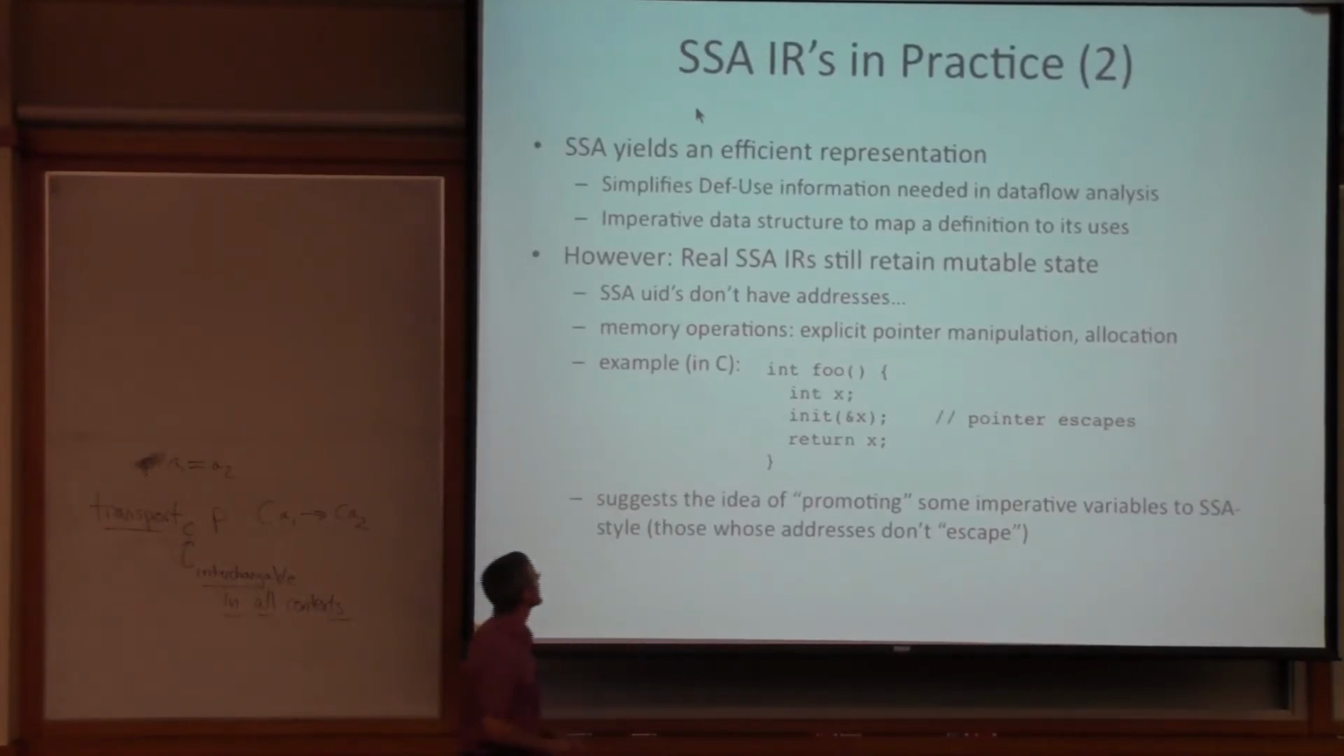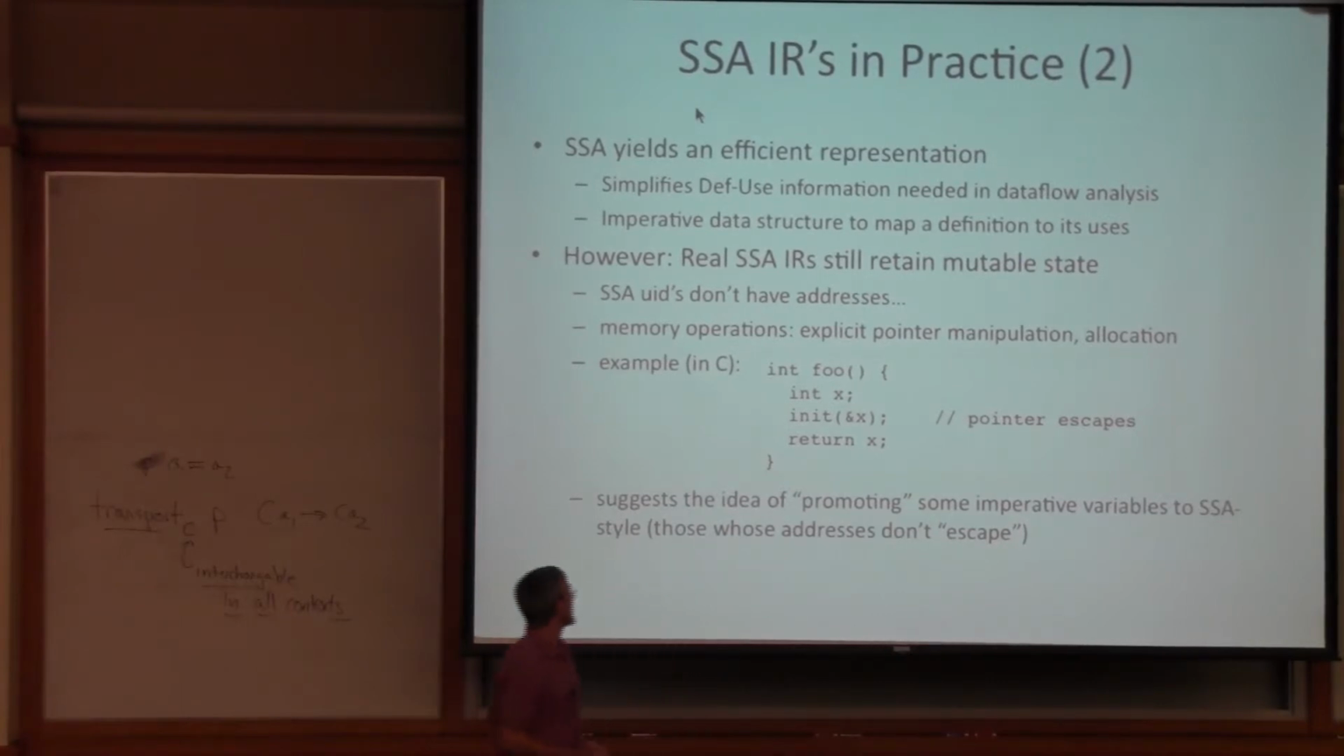Okay, so a little bit more about this. This yields an efficient representation. As Simon was getting to, it simplifies some of the representation in the compiler because it gives you this def-use information. Given an instruction, you can look up directly what SSA variables it depends on, and vice versa.